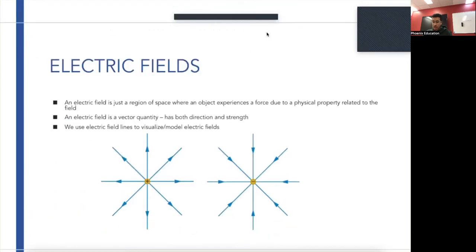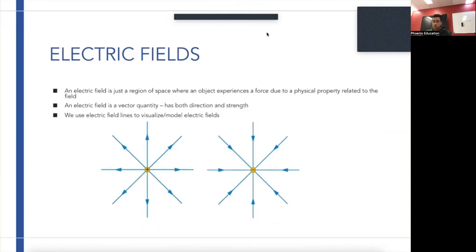So when we have a charged object like an electron or proton, they will have some sort of electric field. And what an electric field is, it's just a field or like a type of space where any charged object experiences some sort of force. Okay, that's what a field is.